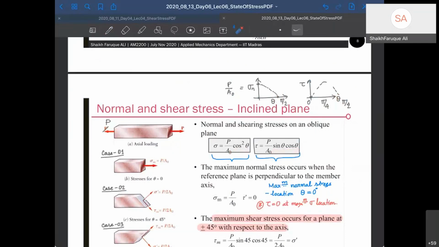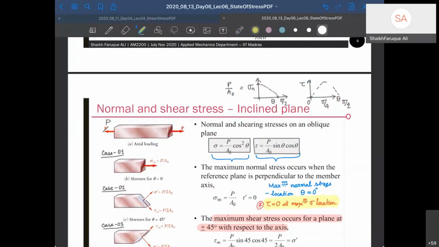You can find out. So maximum normal stress is at theta equal to 0. I have already told, I've drawn the diagram. And at the plane theta equal to 0, shear stress is 0. Tau is 0 at the maximum sigma location. Please note this, this is very important. Tau is 0 at the maximum sigma location. And this is not a stray case like this, but it is true everywhere, wherever we do some analysis, shear stress will be 0 wherever sigma is maximum. So this is universally true, so keep this remembered.